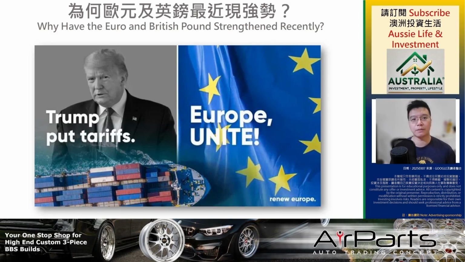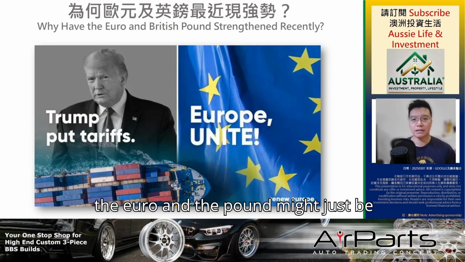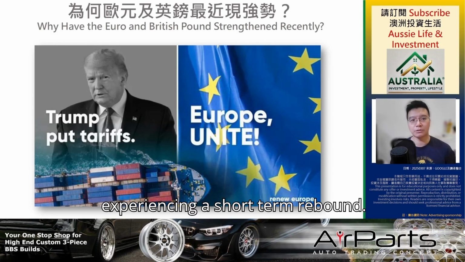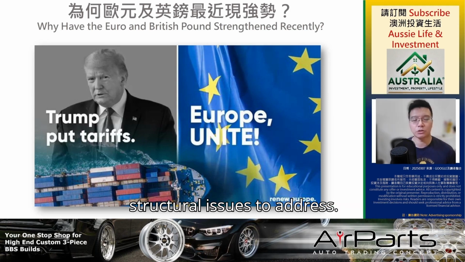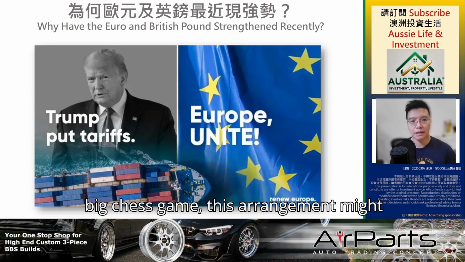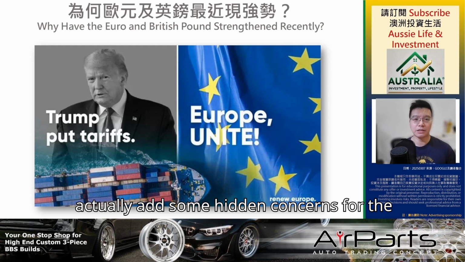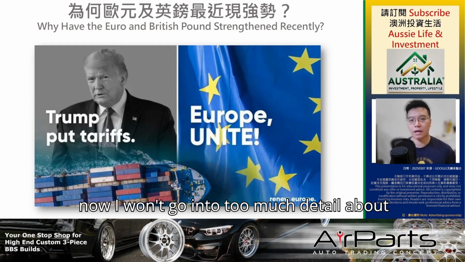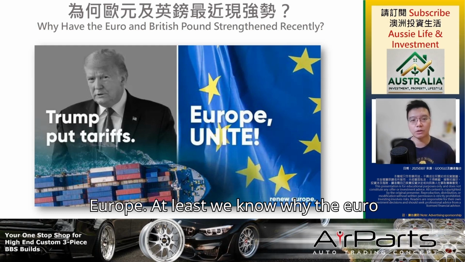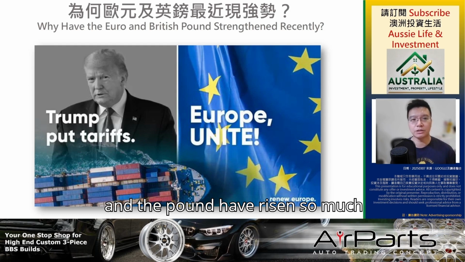I'm not going to comment too much on this because I think the euro and the pound might just be experiencing a short-term rebound. In the medium term, there are still many structural issues to address. It's almost like a big chess game, this arrangement might actually add some hidden concerns for the Eurozone in the medium term. But for now, I won't go into too much detail about Europe. At least we know why the euro and the pound have risen so much.